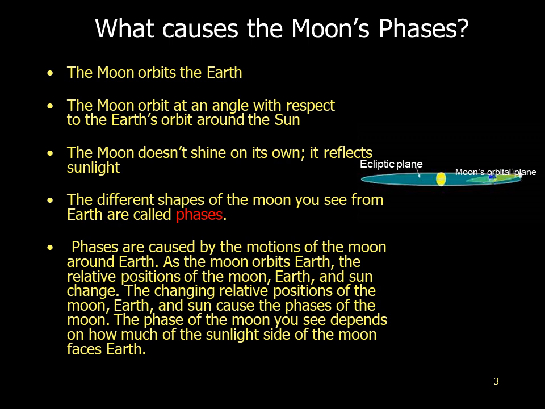The phase of the moon you see depends on how much of the sunlit side of the moon faces Earth. So you have to know what phase means: the different shapes of the moon. That's because of the motion of the moon; the relative positions of Earth, moon and sun cause the phases of the moon. See the phases of the moon.